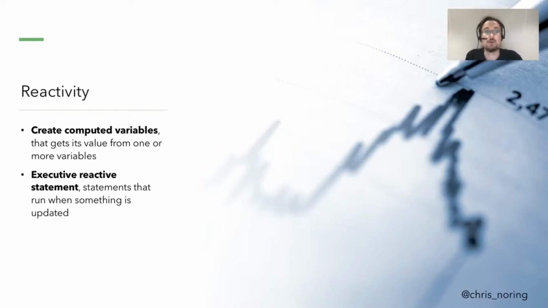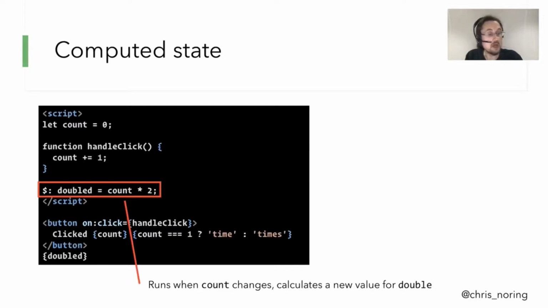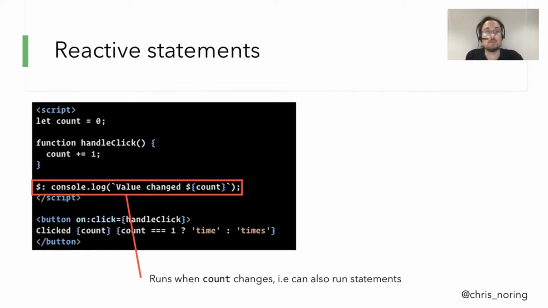Essentially, it's about computed variables and being able to listen to when a computed variable changes and run a piece of code. So here we have the $: and we create this doubled computed variable that comes as a result of the count variable times 2. So every time the count changes, the double will change with it. And we have the ability to listen to when that happens.